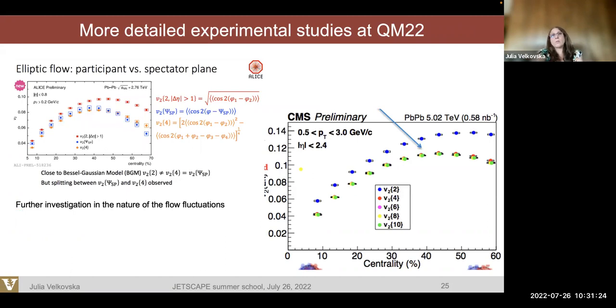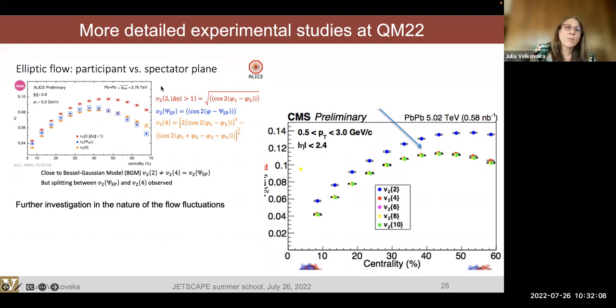On the experimental side, experimentalists continue to look for more observables and more detailed comparisons with the theory. Here I just show an example of some of the things that were shown for the first time at Quark Matter in Krakow this year. For example, the ALICE collaboration measured the flow in several different methods.